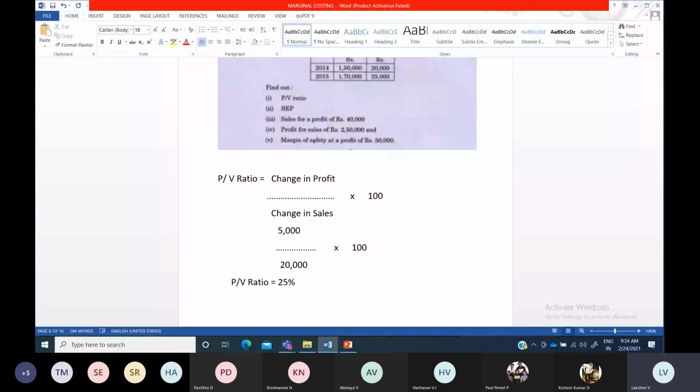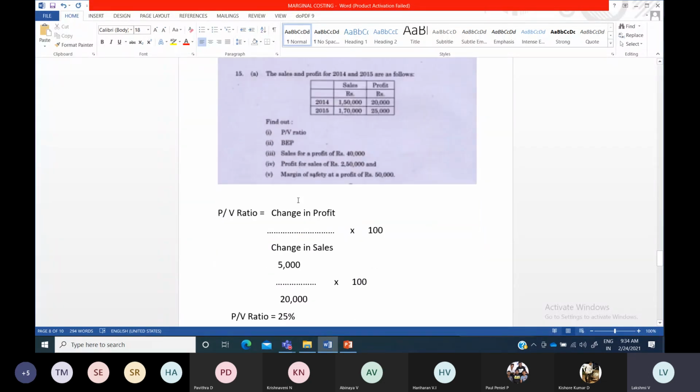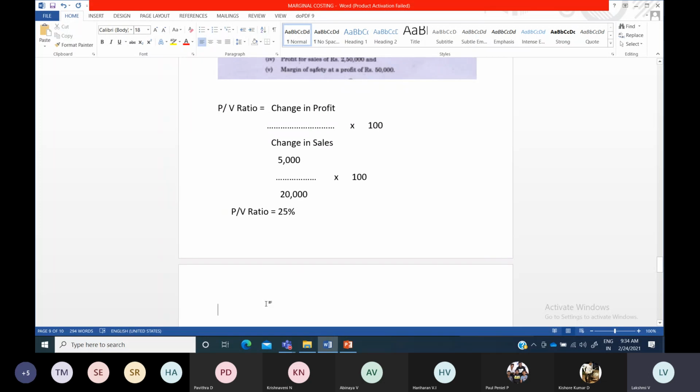Next, moving to break even point. Generally, when they give you break even point, you have to find break even point in rupees only. Break even point in sales, that is rupees. You need not find out in units. So break even point in rupees we have to find out now. It can be mentioned either as sales or in rupees.